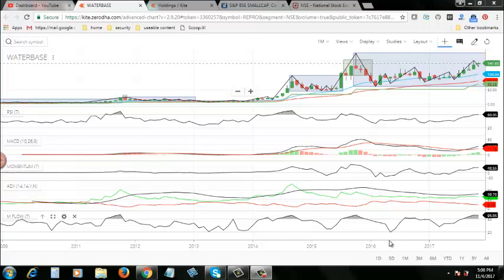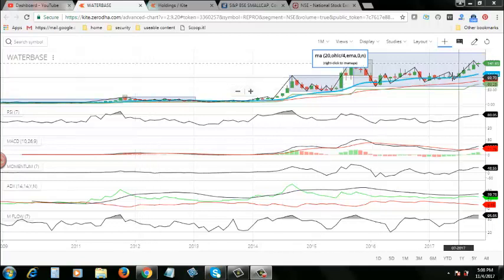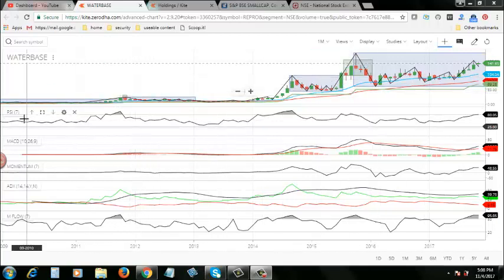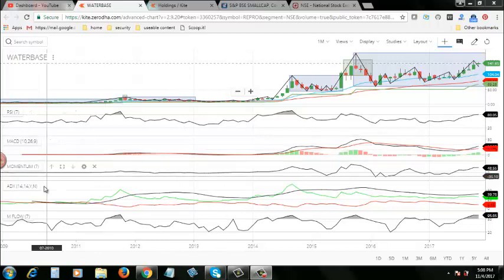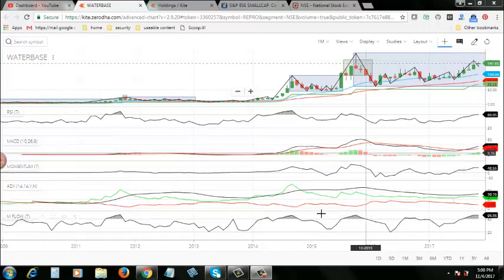Today we are going to do the technical analysis for a Waterbase stock. Waterbase is the ticker name, and right now what you're watching is a monthly technical chart of Waterbase. You can see the price trend chart of Waterbase stock along with a few technical indicator graphs like RSI, MACD, momentum, ADX, M flow. M flow is money flow.